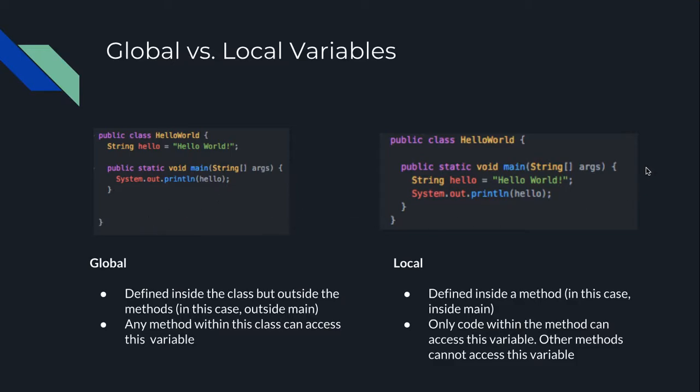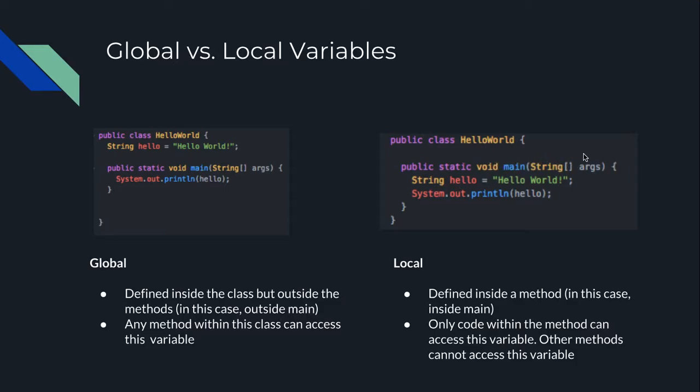And then in this case for local variables, hello is a local variable to main. So let's say I had a different function here and I wanted to access the variable hello. I won't be able to do it because hello is a local variable to the main function, and so hello cannot be accessed outside of the main function.